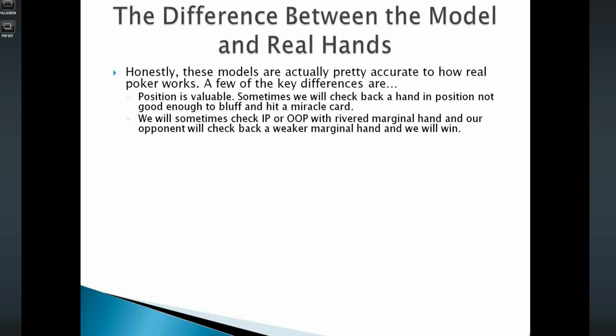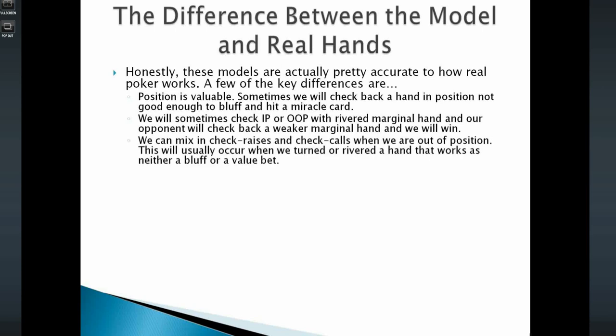If you river second pair, but you were semi-bluffing with a gut shot, sometimes you're going to check back the river in position and win, and sometimes you'll even check the river out of position and you'll win. Obviously, you're more likely to win in position when your opponent doesn't get to randomize some bets and some bluffs. But even out of position, you're sometimes going to check a rivered marginal strength hand and still win. The model doesn't take that into account.